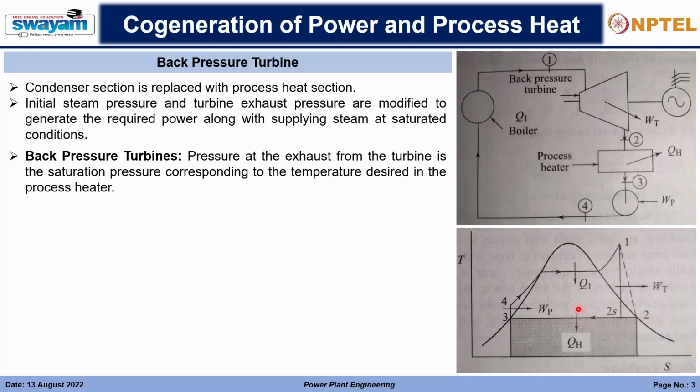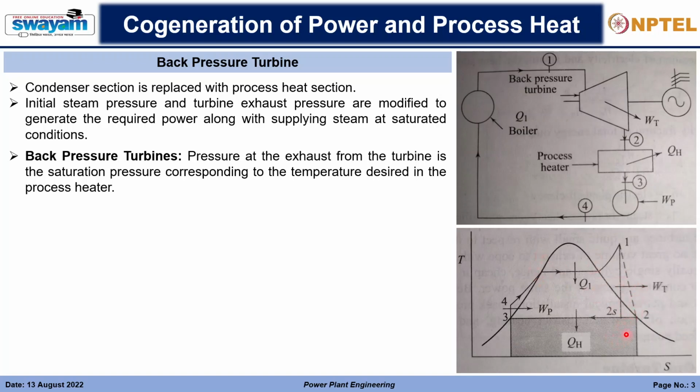So if at this temperature we need the heat treatment process, we will be supplying the steam from the turbine from point 2, that is a saturated condition. So we'll be applying some pressure, not allowing the steam to expand properly inside the turbine. We'll be restricting it towards the end. That is why we are supplying some back pressure to the turbine. So that is why the name back pressure turbine came.